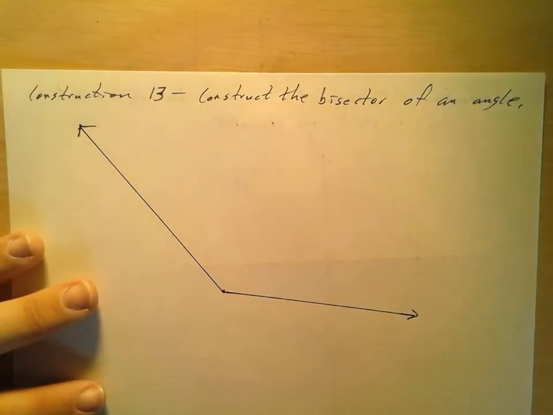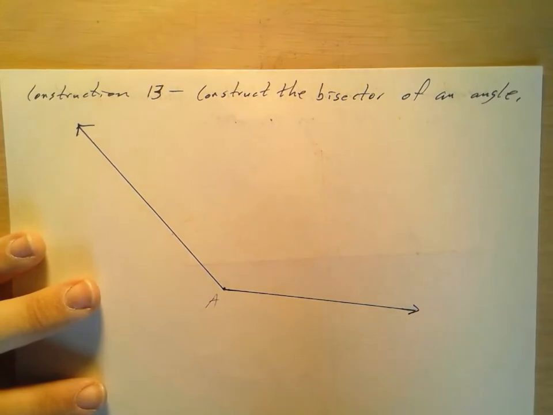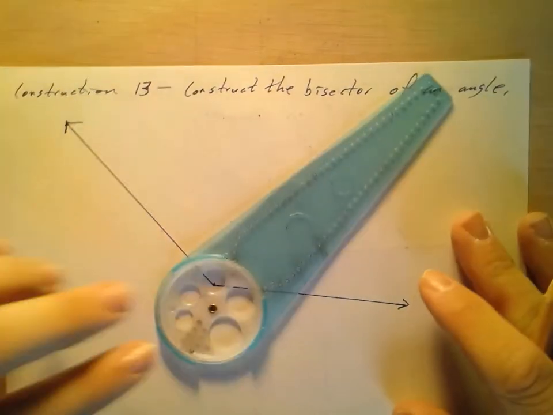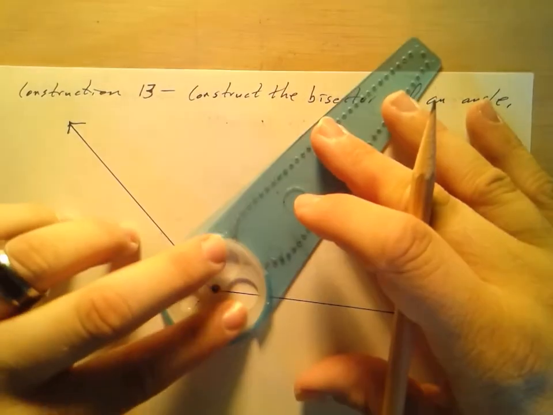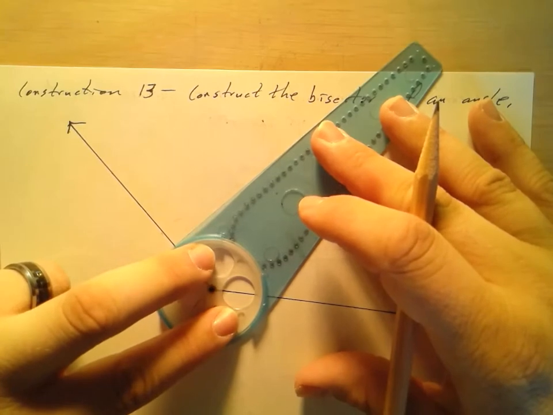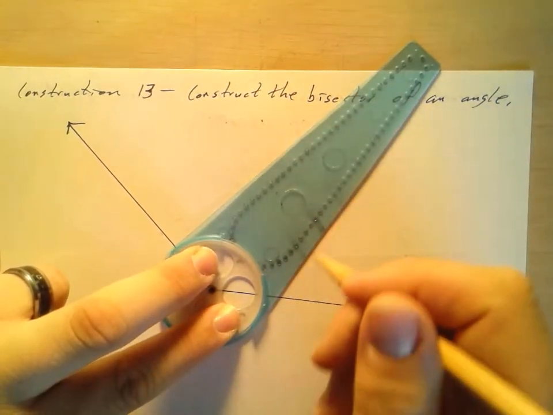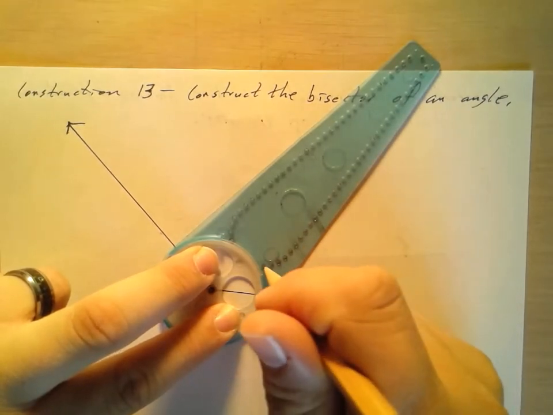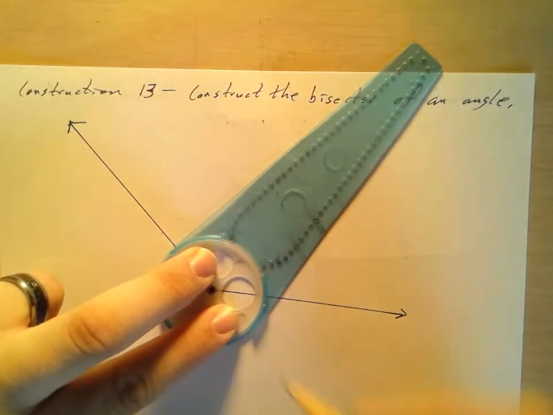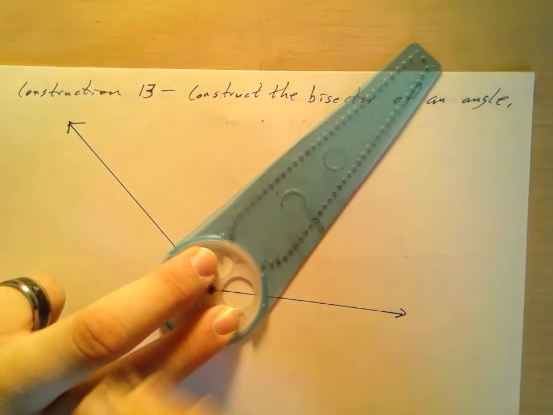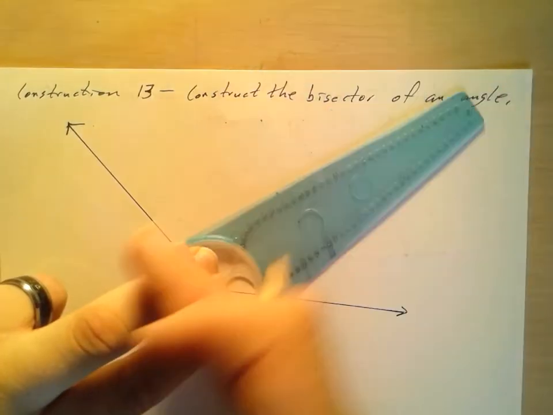First thing I want to do is right here I have A. I'm going to place my center on A, and I'm going to do an arc. Now, the more acute your angle is, the further out you want to be. It's just kind of a rule of thumb. The more obtuse, the closer in you want to be.